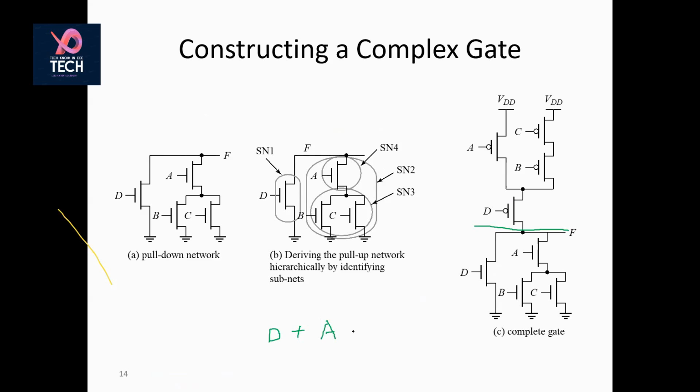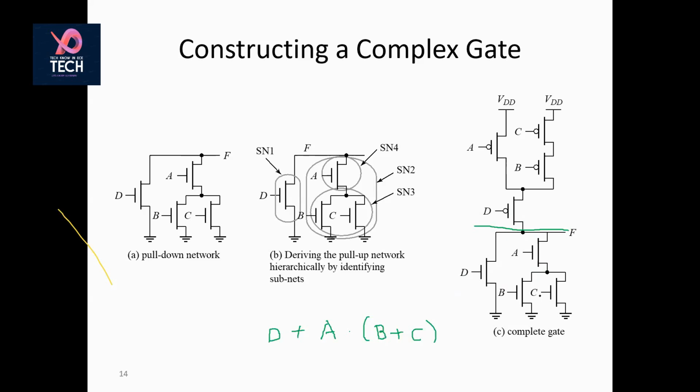A dot B plus C. So, in case of your pull up network, your series become parallel and parallel becomes series. So this is parallel to this. So now they become series. Again, the same thing is there. That means the node should be at the closest of load capacitance.